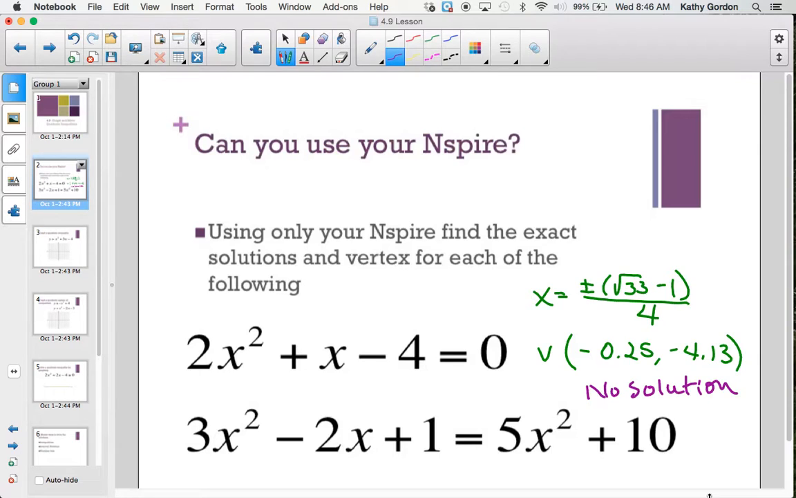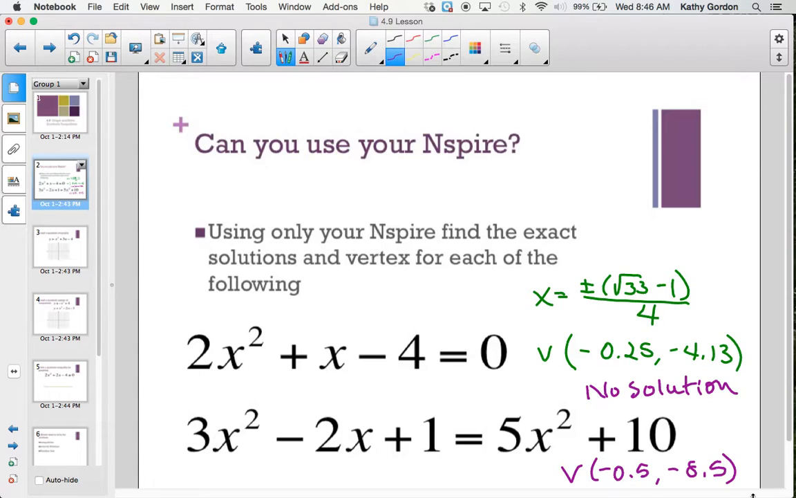Jessica, what'd you get for a vertex? Negative 0.5 and negative 8.5. Everybody agree with that? Yep, I'll buy that. Okay, how did you get it? I graphed it and I looked for the maximum value.